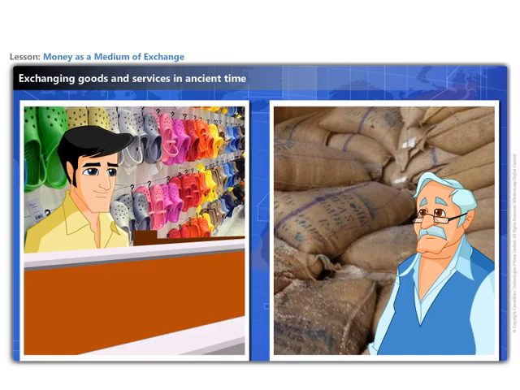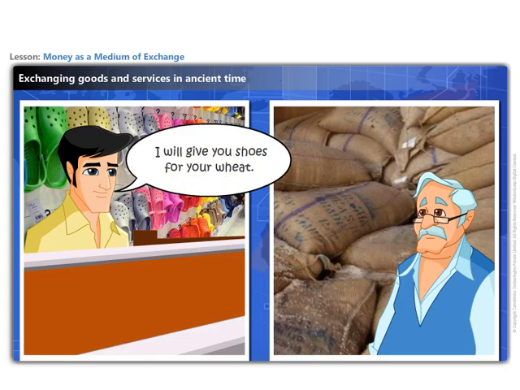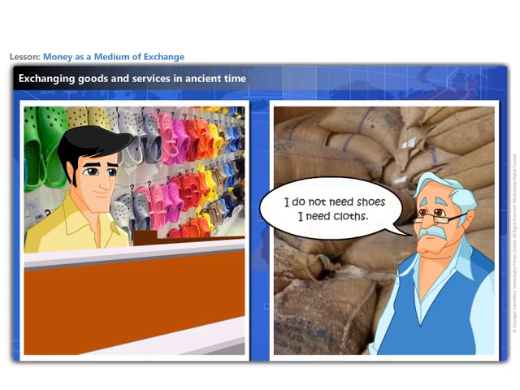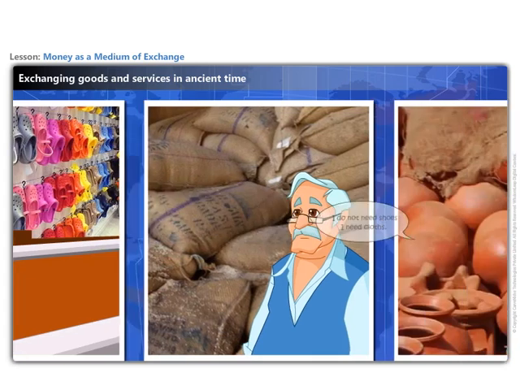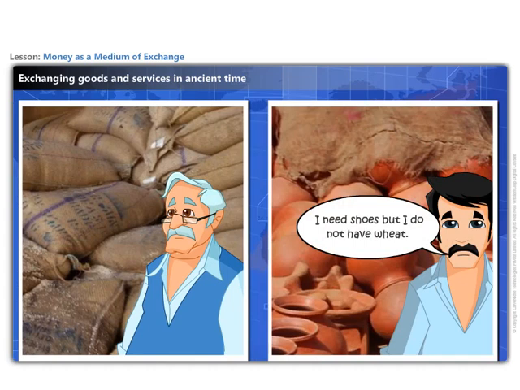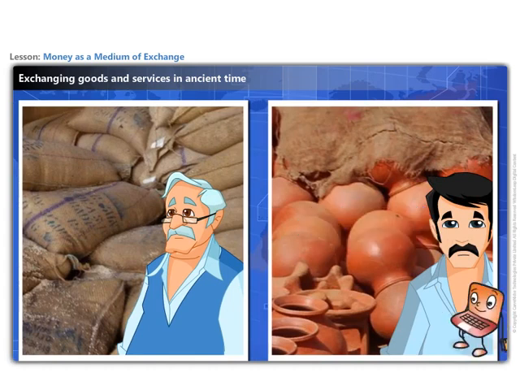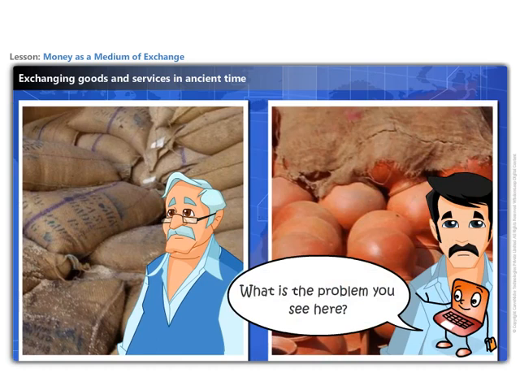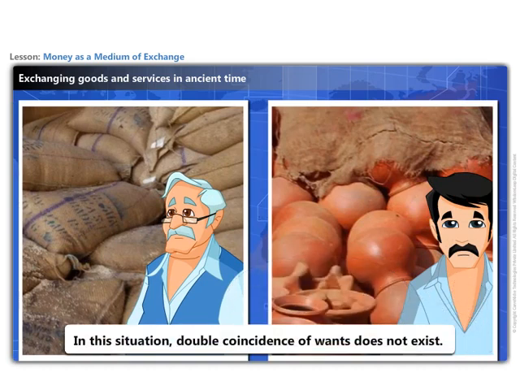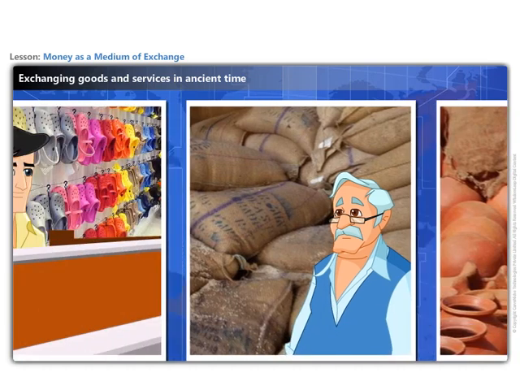Now, let us look at these situations. I will give you shoes for your wheat. I do not need shoes, I need clothes. I need shoes, but I do not have wheat. What problem do you see here? In this situation, double coincidence of wants does not exist.